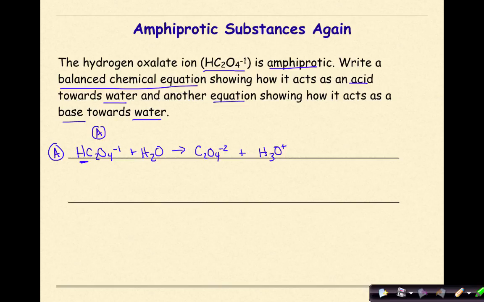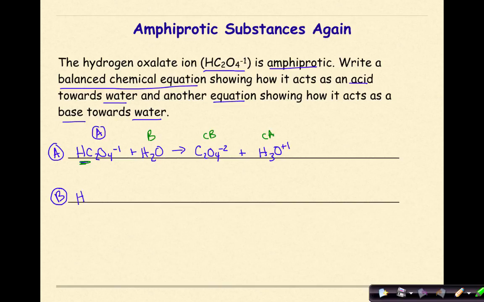H3O plus 1. And if I was to go through and label these as acids or bases, then my water would be my base, the C2O4 minus 2 would be my conjugate base, and the H3O plus 1 would be my conjugate acid. So this is a situation where the H right here is being donated, therefore the HC2O4 minus 1 is acting as an acid. Let's see what it looks like when the hydrogen oxalate ion acts as a base this time.